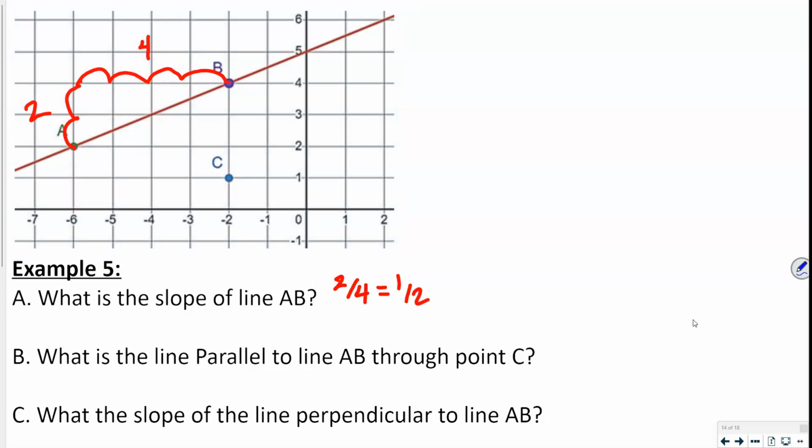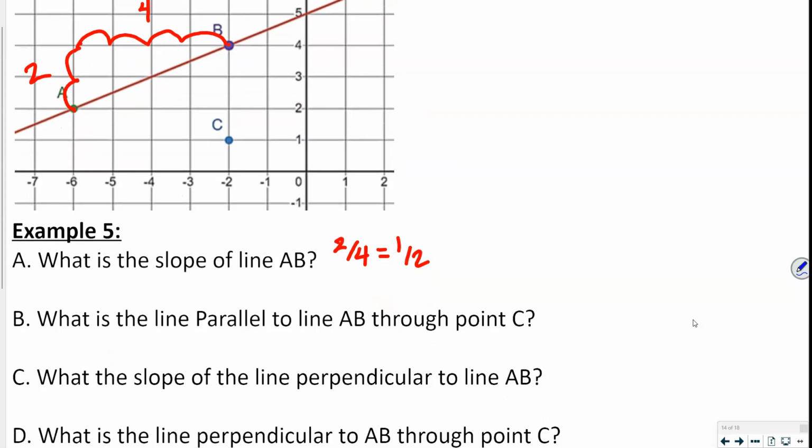Now part B says, what is the line parallel to line AB through point C? So point C up here, if you notice, is negative 2, 1. So that's x and that's y. So this is how we're going to do this. We're going to use the equation y equals mx plus b.